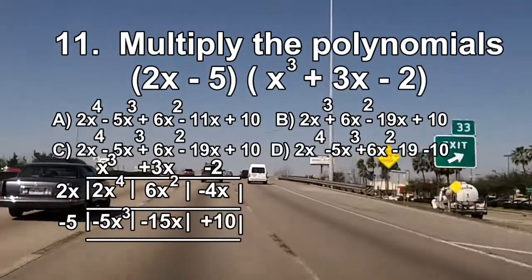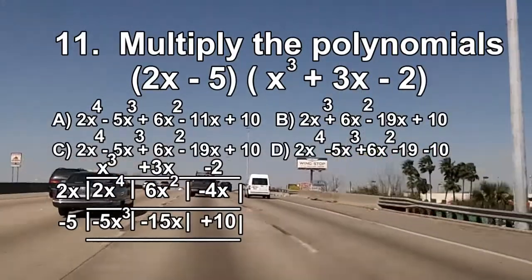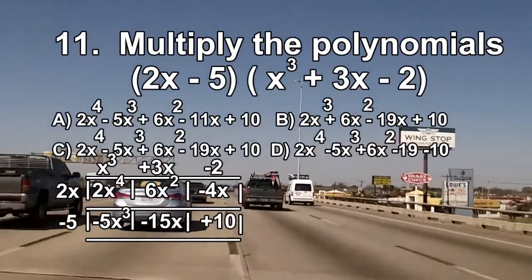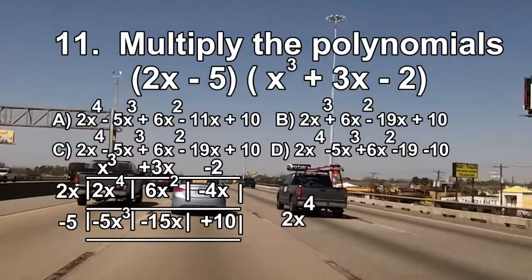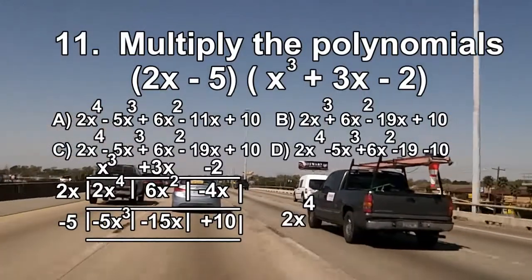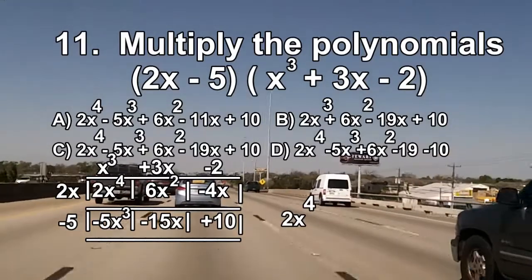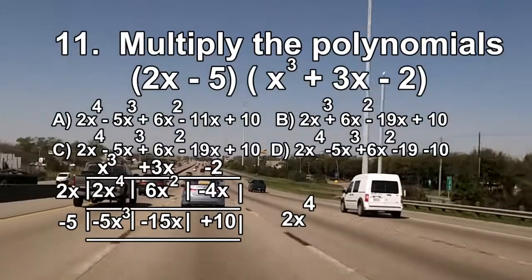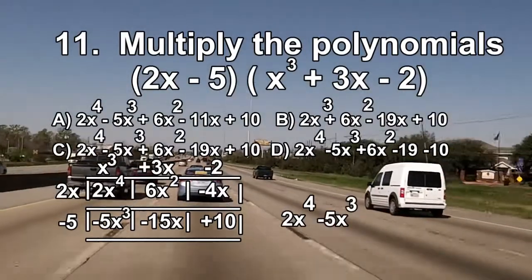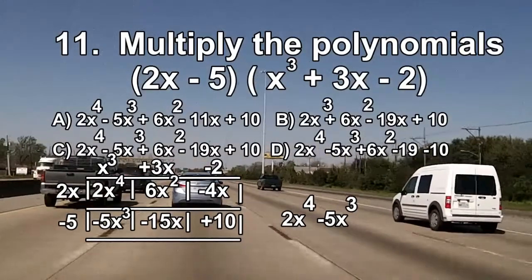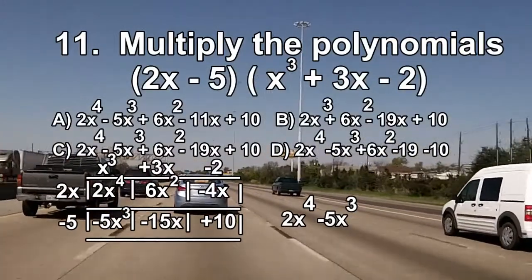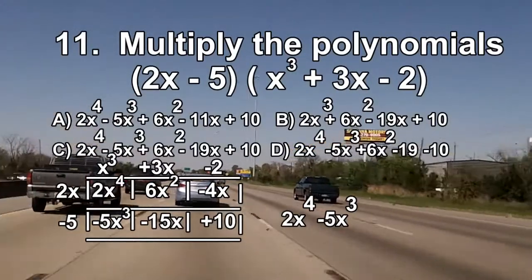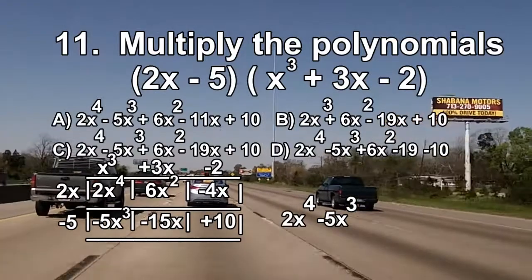Let's start with the largest exponent. The largest exponent would be 2x to the fourth. There's no other exponent to the fourth, so 2x to the fourth would go in the answer. The next largest exponent would be the third, negative 5x to the third. Notice there's no other exponent of 3 in our box, so negative 5x to the third would also go into the answer. The next largest exponent would be to the second power, 6x to the second power. Notice there's no other exponent of 2, so 6x to the second power would also go straight into the answer.